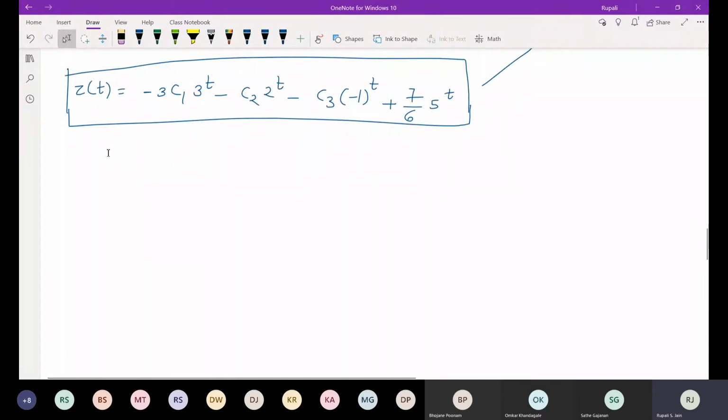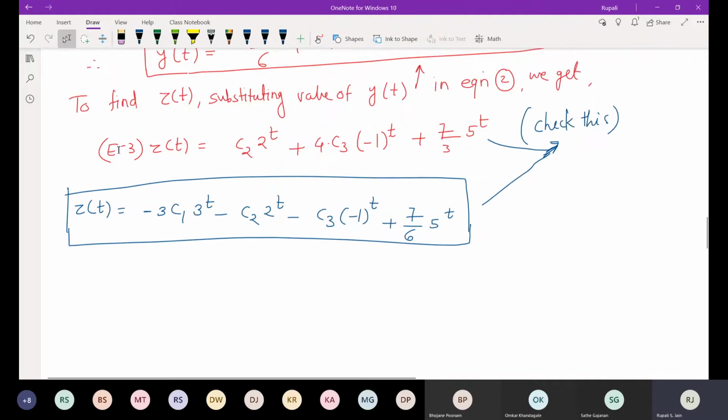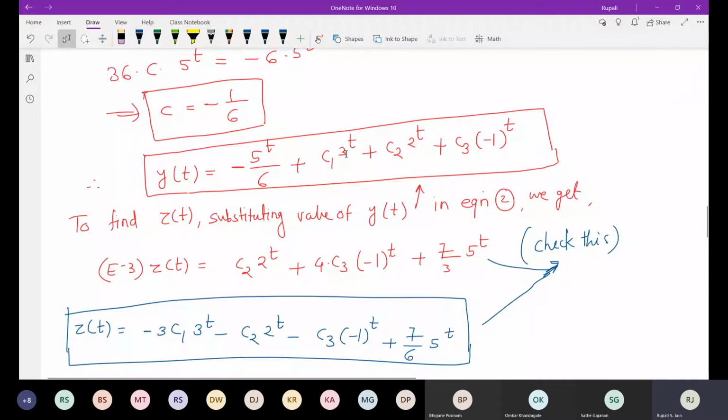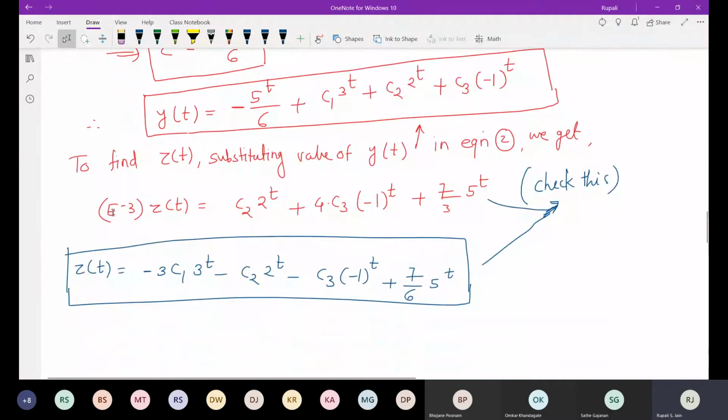So before starting the variation of parameter method, let's see this example only. What is my YT? YT is this one. Has everybody understood up to YT? Yes, ma'am. Now ZT. So now we want to find ZT. If I substitute this value of YT in equation 2, we get this one. Okay, up to here it is no problem. E-3. Yes ma'am.